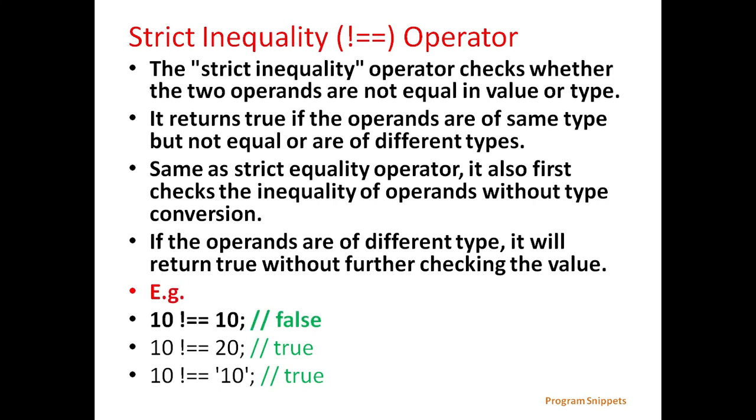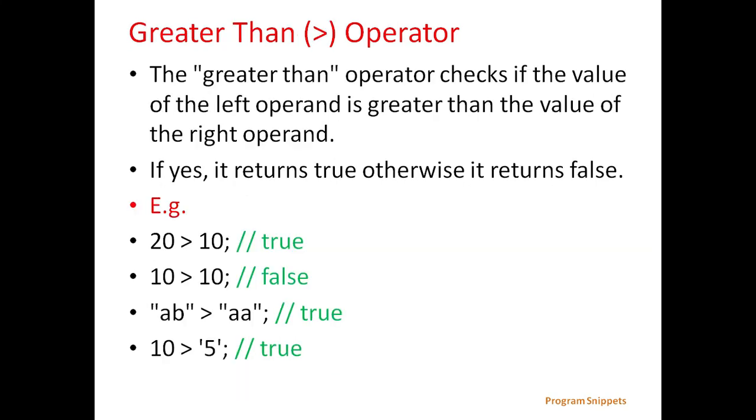For example, if we compare 10 !== 10, it will return false. If we compare 10 with 20 using strict inequality, 10 !== 20, it will return true. And if we compare integer 10 with string 10, it will return true. Next is the greater than operator.